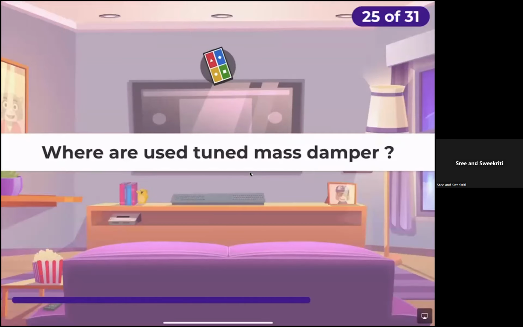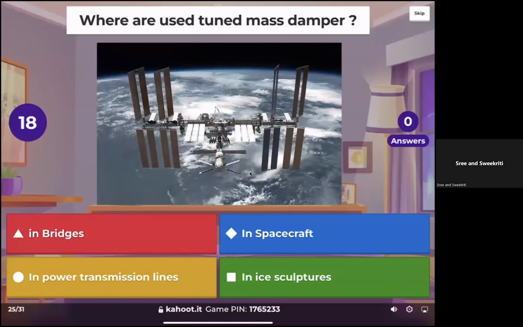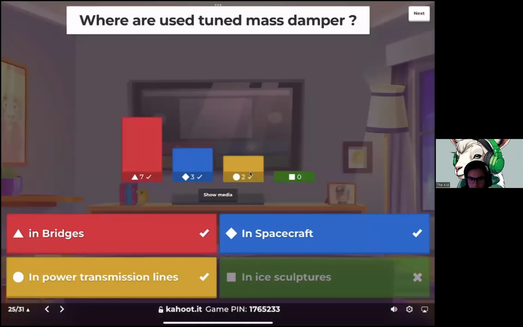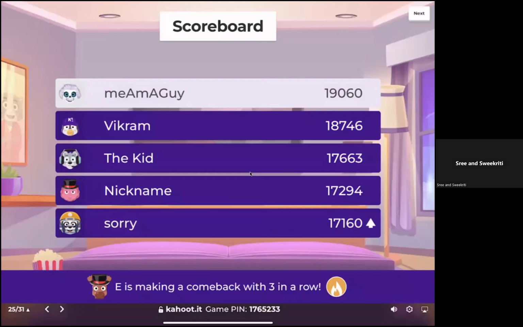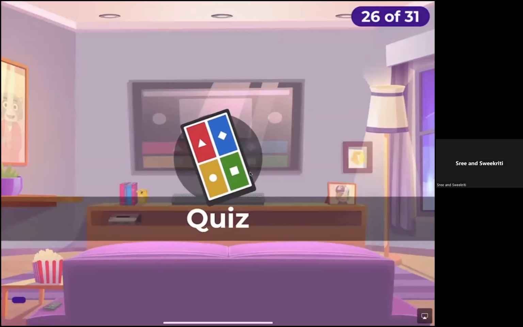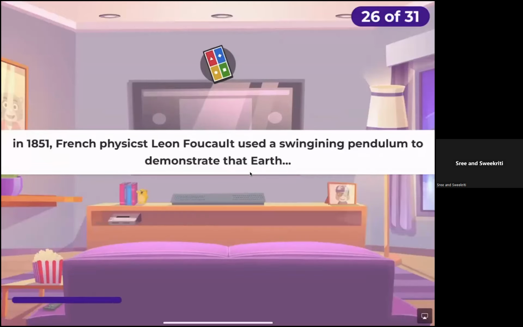Where are tuned mass dampers used? In bridges, in spacecraft, in power lines, in ice sculptures. Is it multi-select? Feel like I'm on the podium. Not in spacecraft. That's not fair. 75% chance everyone will get it right. Okay.